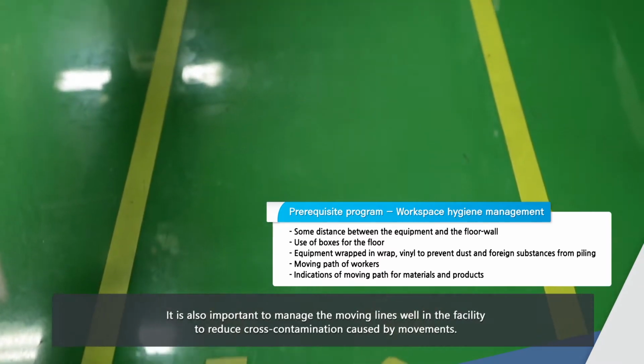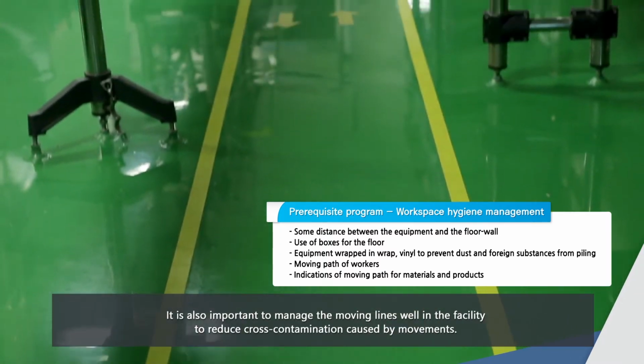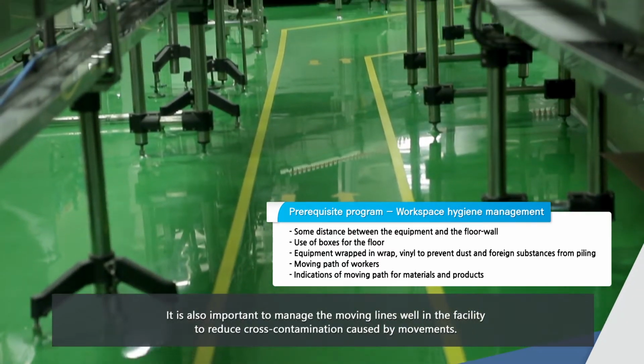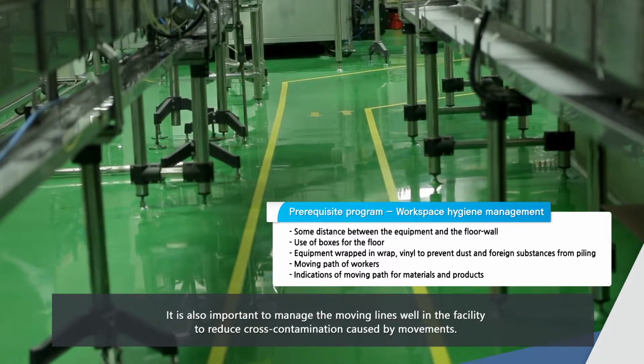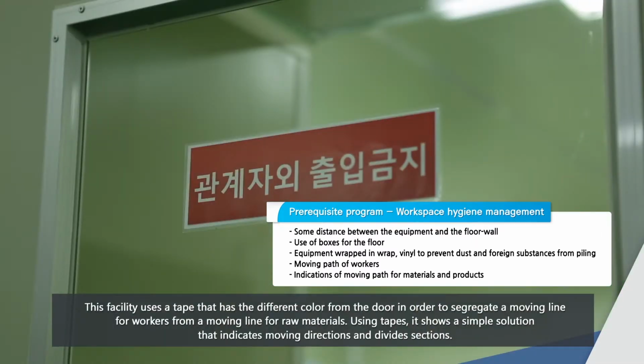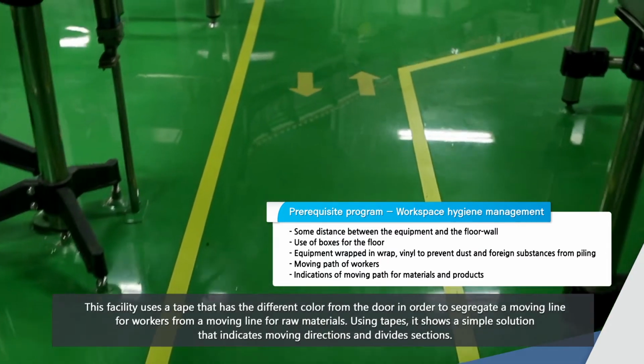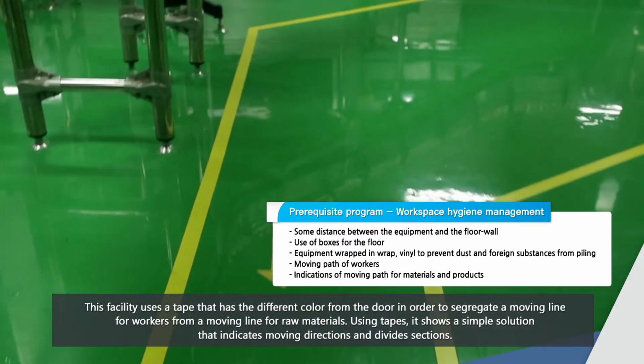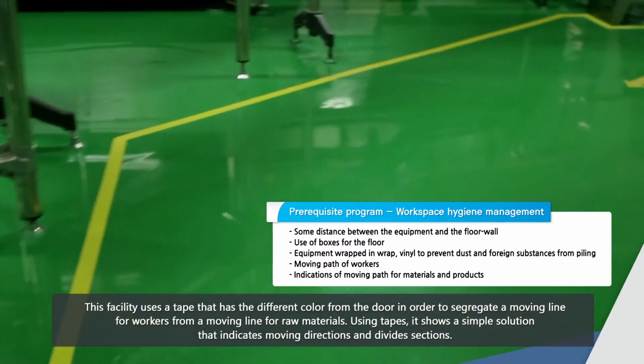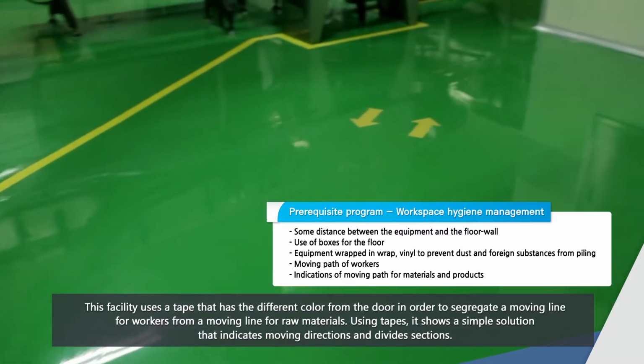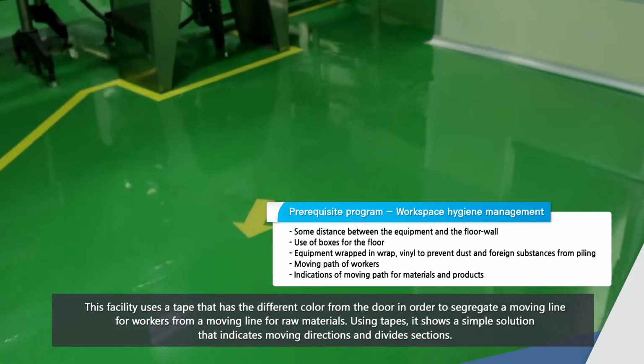It is also important to manage the moving lines well in the facility to reduce cross-contamination caused by movements. This facility uses a tape that has a different color from the door in order to segregate a moving line for workers from a moving line for raw materials. Using tapes, it shows a simple solution that indicates moving directions and divides sections.